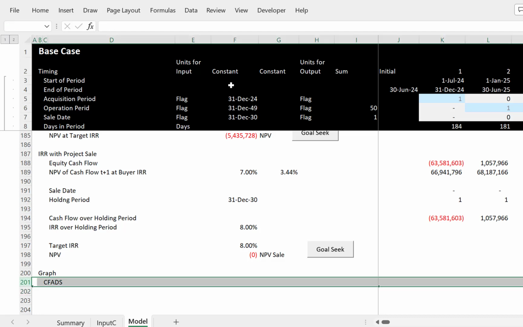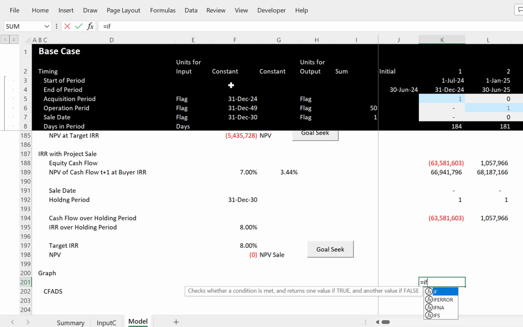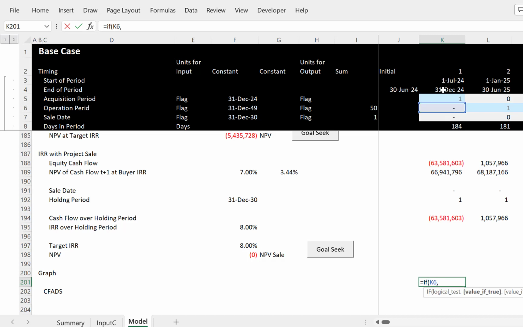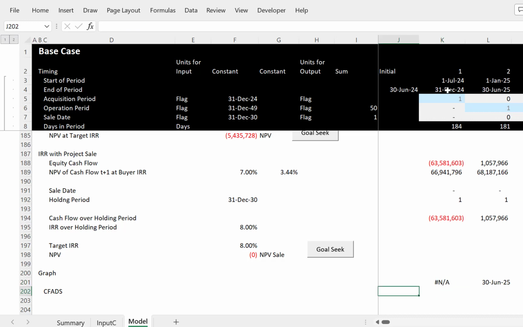first let's put the dates here. Let's start the dates here. If it's the operation period, let's put the closing date. Otherwise, let's put NA and open it and close a bracket. Shift Control R, Shift Control 3, and then let's put the CFADS over here.